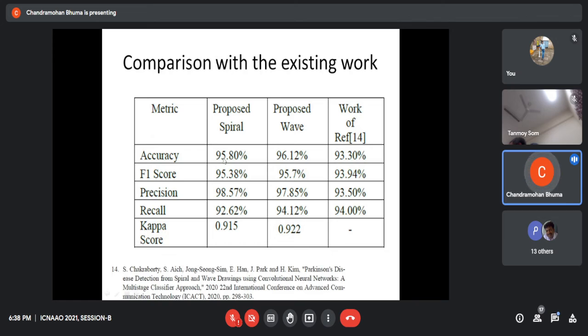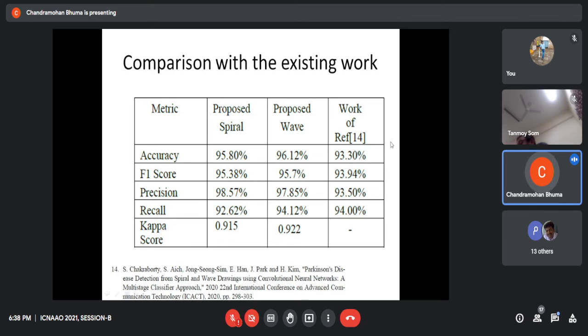I compared my work with one of the very recent works in 2020, by Chakravarti: Parkinson's disease detection from spiral and wave drawings using convolutional neural networks, a multi-stage classifier approach. There, different classifiers are taken and then an ensemble technique is used. But here I have used different convolutional neural network models.